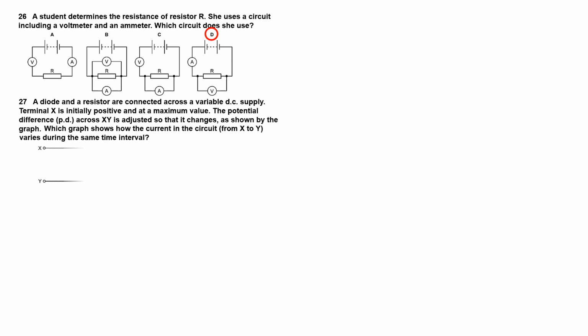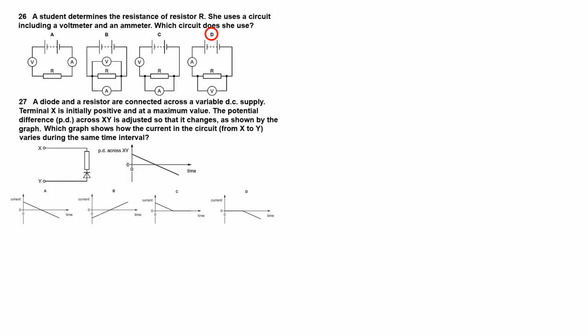A diode acts like a one-way valve for electricity. It lets current flow easily in one direction, forward bias, but blocks in the opposite direction, reverse bias. The graph shows the voltage across XY decreasing. Initially, the diode is forward biased, allowing current to flow. As the voltage drops, the diode transitions to reverse bias, and the current flow through the circuit rapidly decreases to zero. Graph D perfectly illustrates this behavior.